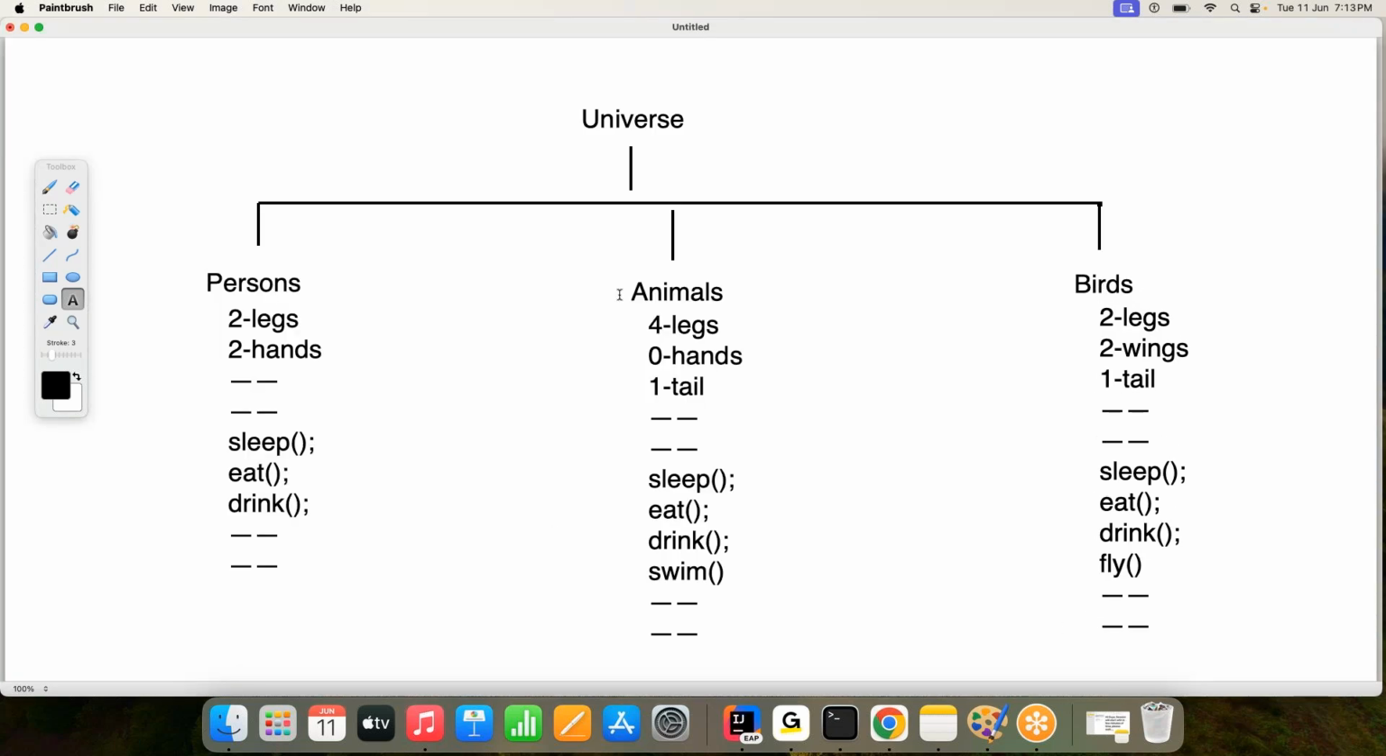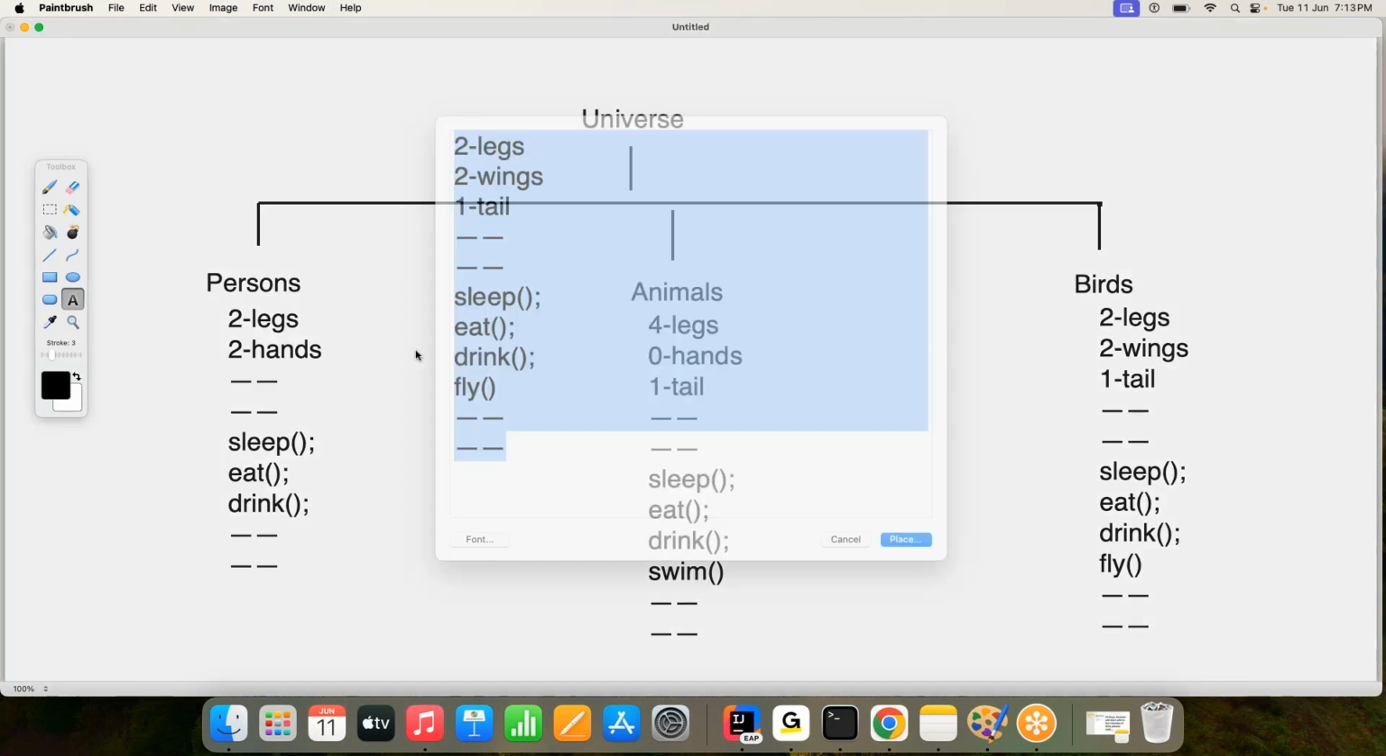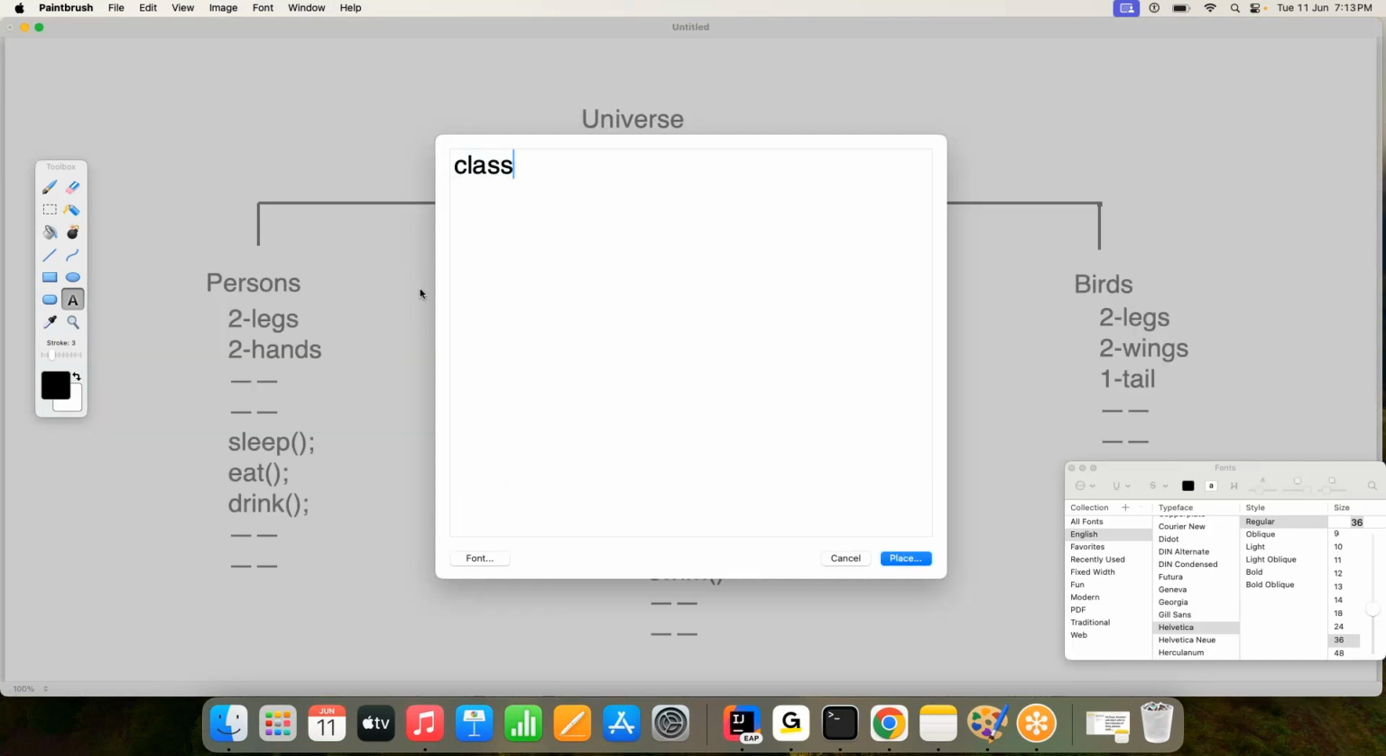See, for each and every category, a set of elements are available. They are having common properties and behaviors. That's why that thing is declared as a separate classification. Persons is a separate classification, animals is a separate classification, and birds is a separate classification. Got it or not? So in the word classification, separate the first 5 letters here. That is what? A class. That is a class.